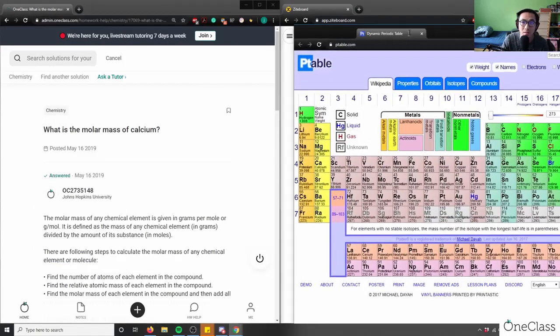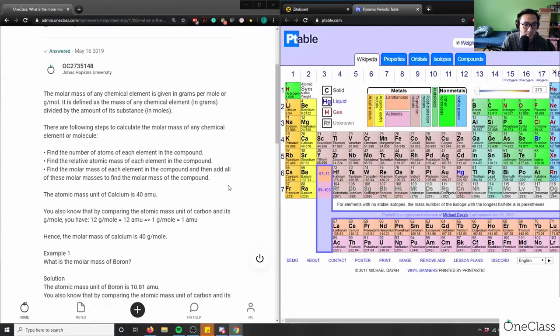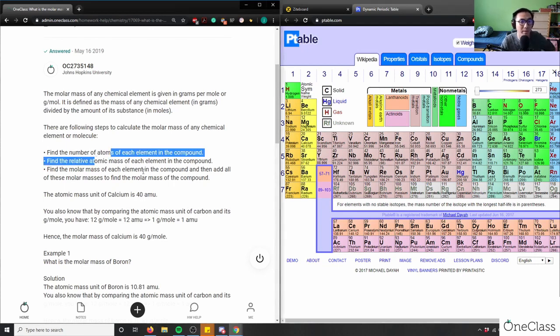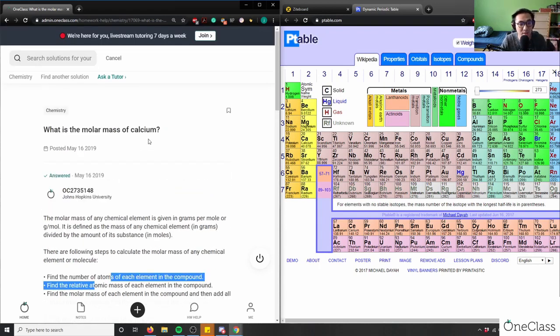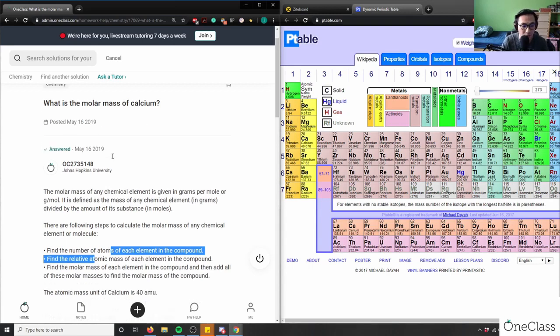And we can go back and look at our solution here. It says, molar mass of any given chemical element is given in grams per mole. That's great. That's what we said before. There are following steps to calculate the molar mass of any compound. Basically, they're finding the number of atoms, referring back to the periodic table, and summing all of those molar masses together. That's great, except in this case it's just calcium. It's not calcium hydroxide or calcium chloride or something like that. So we only have one mole of calcium here.